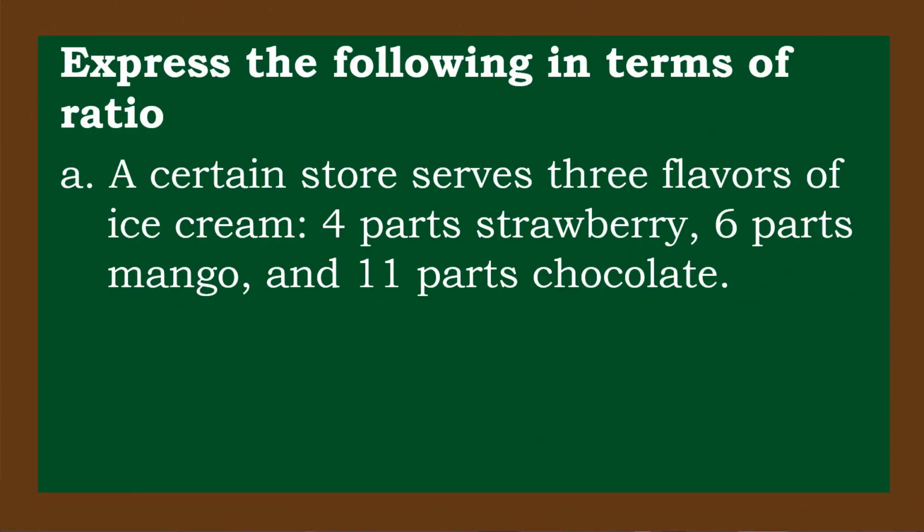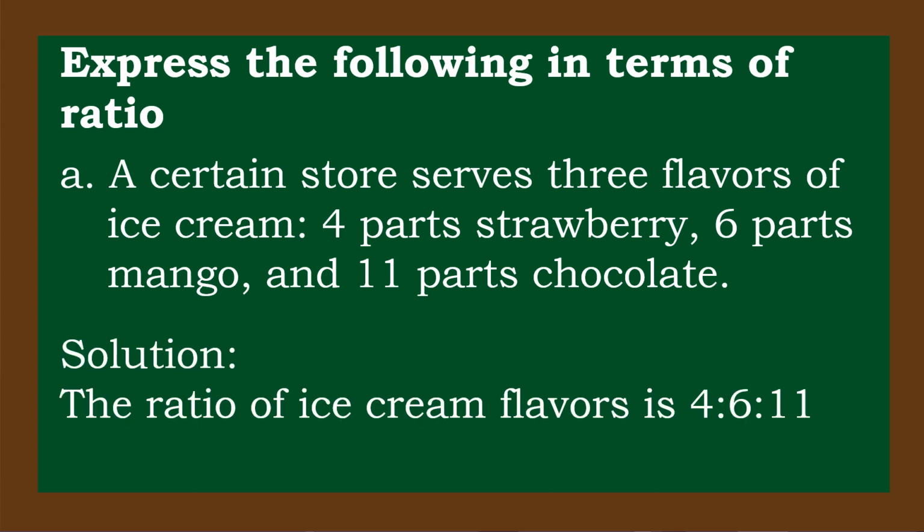Let us now express the following in terms of ratio. First, a certain store serves 3 flavors of ice cream: 4 parts strawberry, 6 parts mango, and 11 parts chocolate. So the answer will be, since we have 4 parts strawberry, 6 parts mango, and 11 parts chocolate, the ratio is 4 is to 6 is to 11.